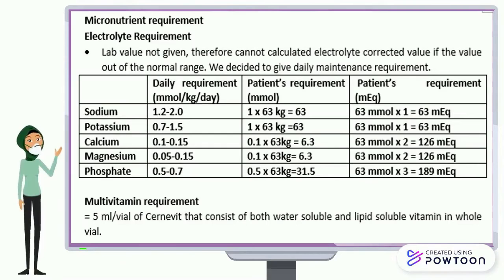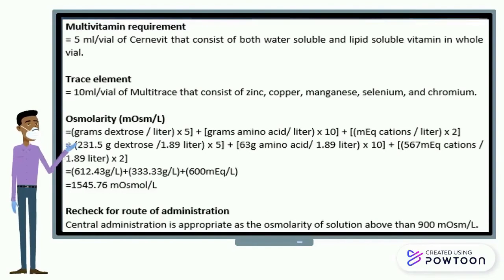As seen from the table, multivitamin requirement calculation involved the 5 ml per vial of Cernovit that consists of both water-soluble and lipid-soluble vitamin in whole vial. For the trace element, 10 ml per vial of multi-trace consists of zinc, copper, manganese, selenium, and chromium. For the osmolarity, the final value that we get is 1545.76 microosmol per liter.